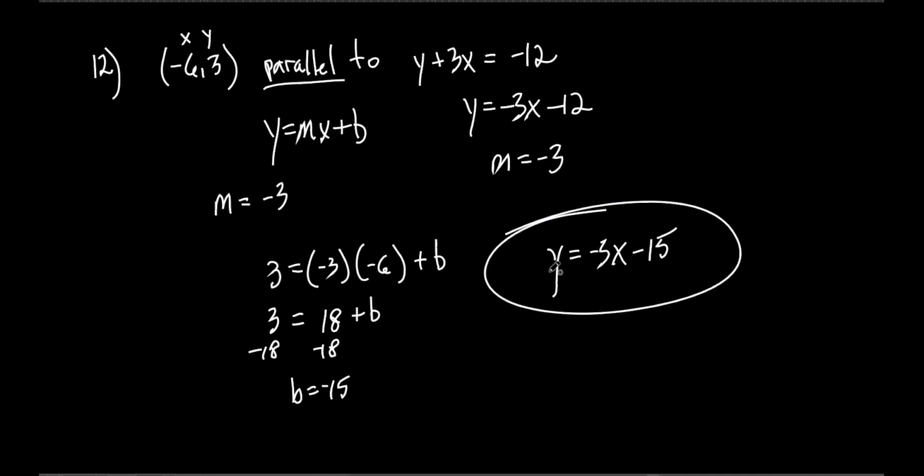All right? So that is the equation of a line that goes through this point and is parallel to this line right here. If I was to graph both of those lines, you would see that they would be parallel to each other. This one would go through -12 on the y-axis. This one would go through -15 on the y-axis.